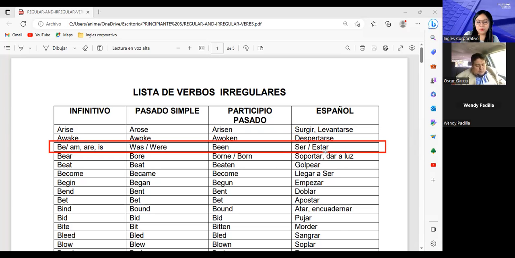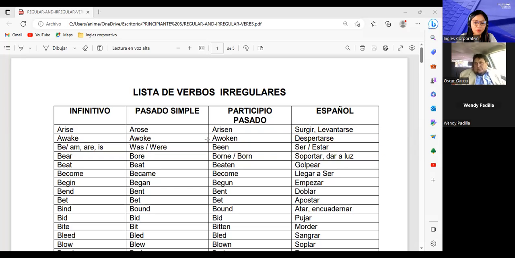The simple present, we have one form. In the simple past, we have another form. And we also have the past participle. Okay? As of right now, olvídense de esta parte. Pasado participio, esto es algo que más adelante van a ver. Para hablar del pasado simple, you're just going to use this column of verbs.